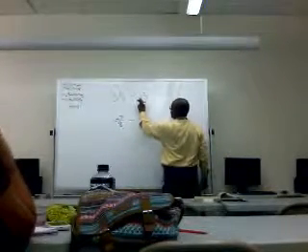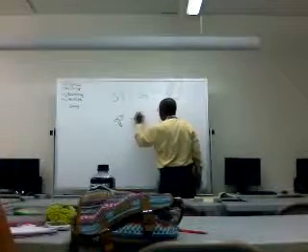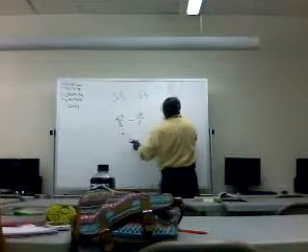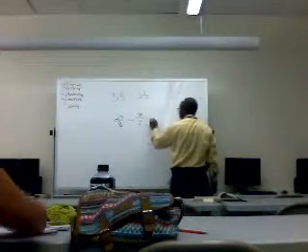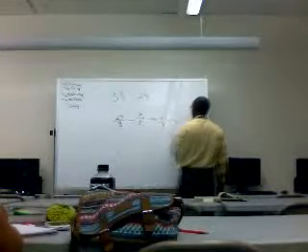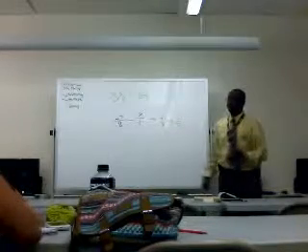3 times 2 is 6, plus 1 is 7. All right, so all we did was convert these from mixed numbers to improper fractions. Now we can do our inversion, and then we can just multiply top times top and bottom times bottom.